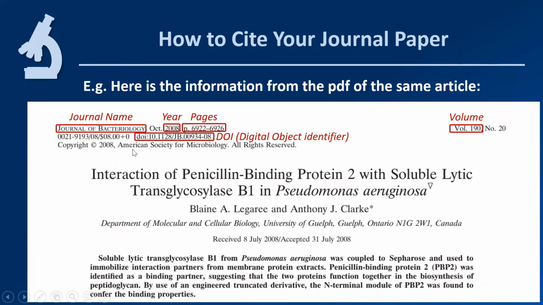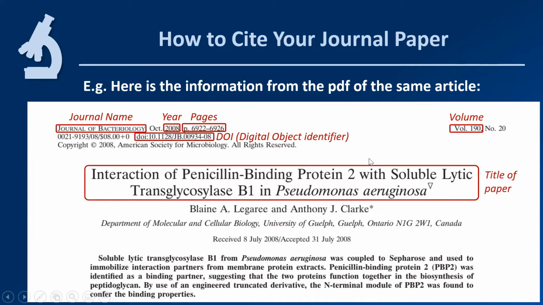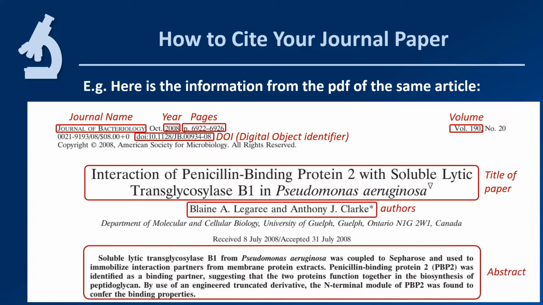So notice there's a lot of information I don't care about. I don't care that it's published by the American Society for Microbiology. I don't care about the issue number that's found after the volume. I do, of course, care about the title of the paper. And notice that the species name is in italics. That's standard format for species names. We also have the authors, of course, and down at the bottom is the abstract.